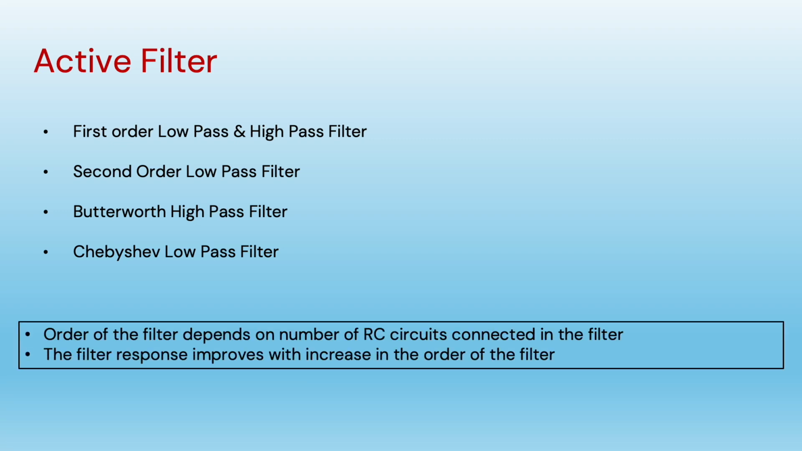And here, what do we mean by the order of the filter? Basically, order of the filter depends on the number of RC circuits which are connected in the filter, and the filter response improves as the order of the filter increases. That is, if we have one pair of R and C, then it is a first order filter. If we have two resistors and two capacitors, the filter order becomes 2. So as we go on increasing the number of RC circuits in the filter, the response improves.